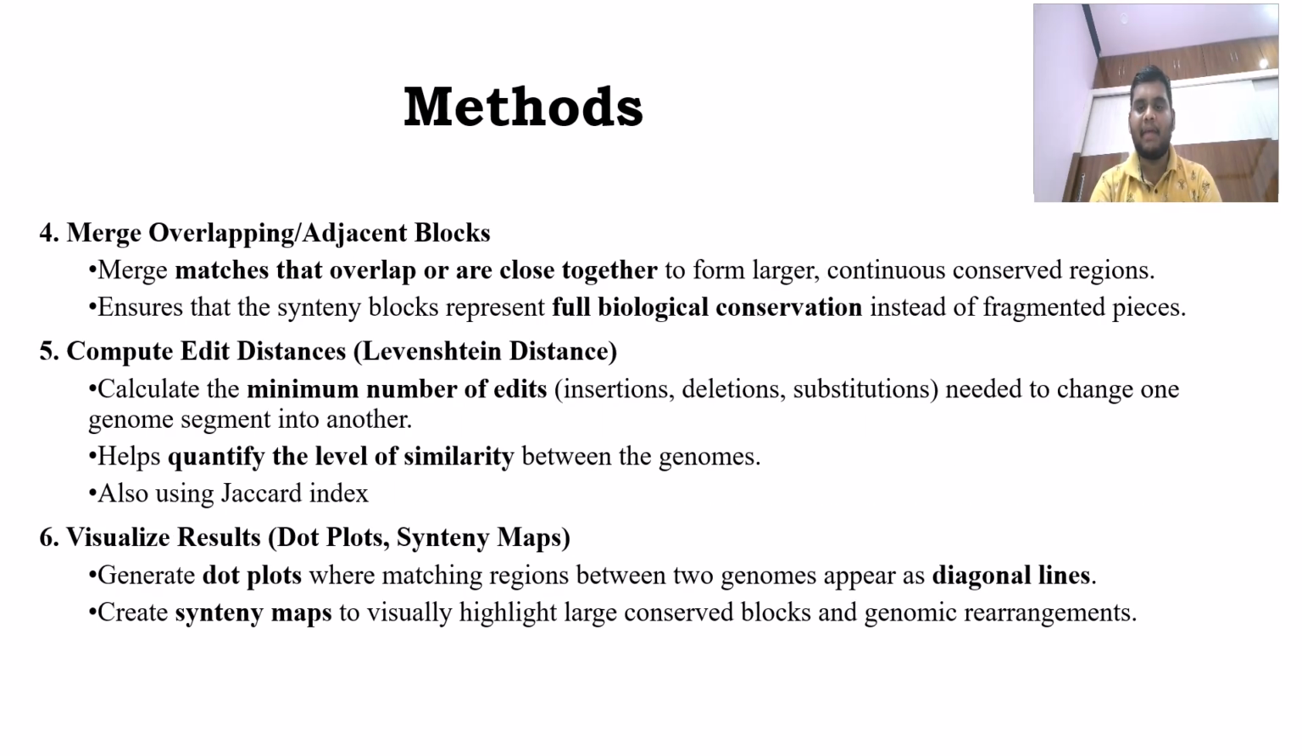After filtering short matches, we are going to merge matches which are similar to each other to form larger conserved patches. After that, we are going to find Levenshtein distance, which gives the minimum number of changes required to convert one genome to another. And we are also using Jaccard index to find similarity of the genomes that we are going to use. And lastly, for the visualization part, we are using dot plots and synteny maps.